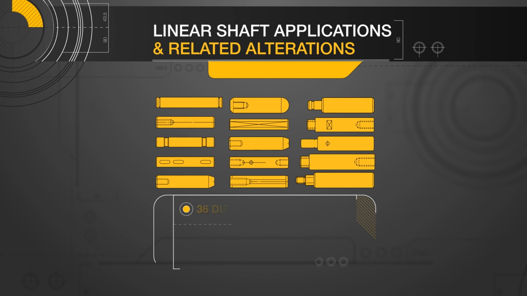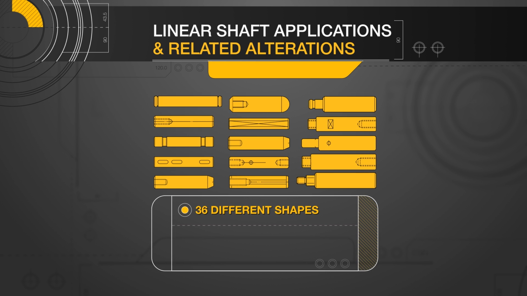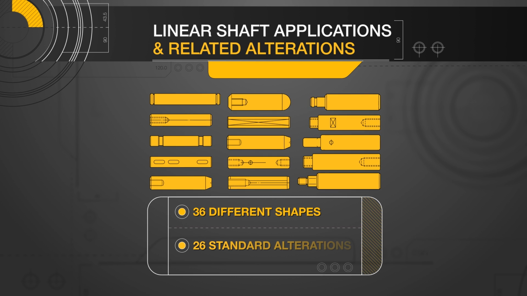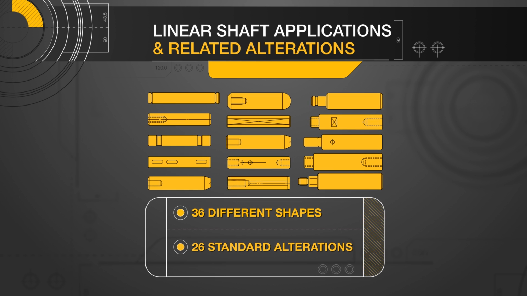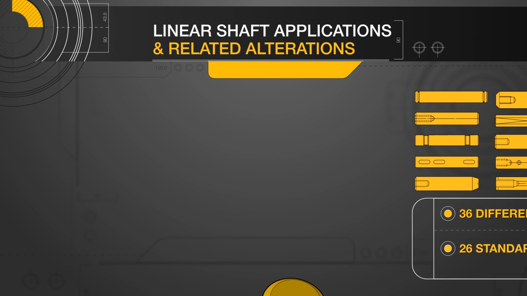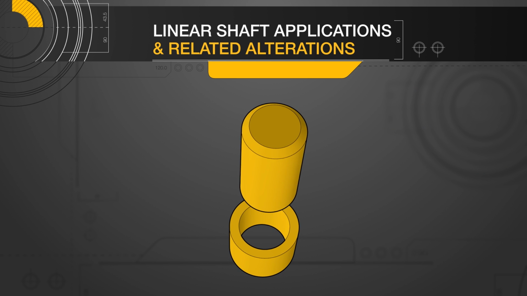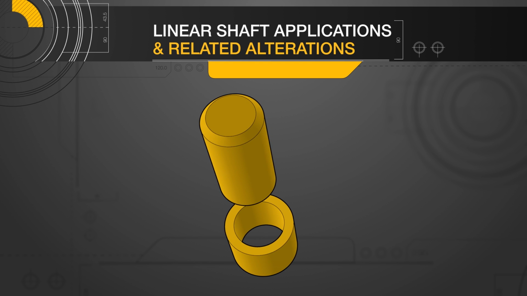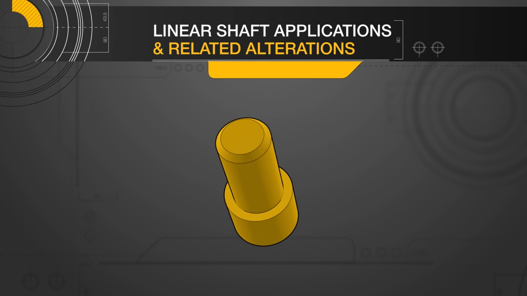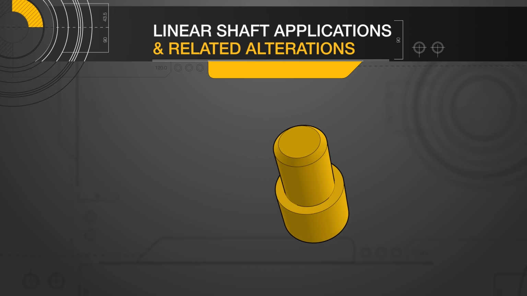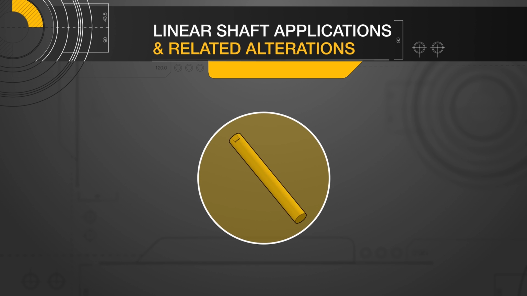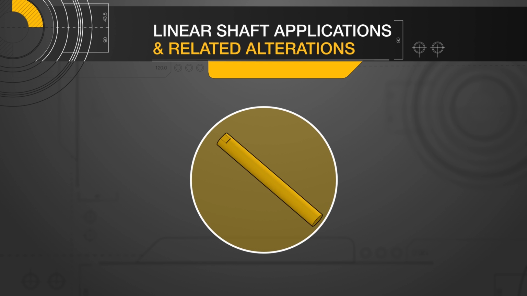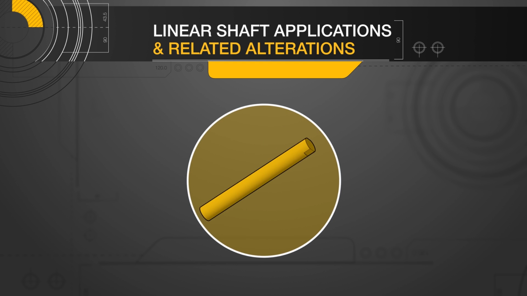Misumi offers over 36 different shapes when configuring a linear shaft. This, accompanied with 26 standard alterations, allows for maximum customization in your mechanical design. Misumi alterations are additional machining processes that ease the assembly process. For example, high precision length and diameter tolerances can be selected for tight clearances, or wrench flats can be added to prevent rotation while torquing fasteners. Generally, alterations are available for all configurable components.